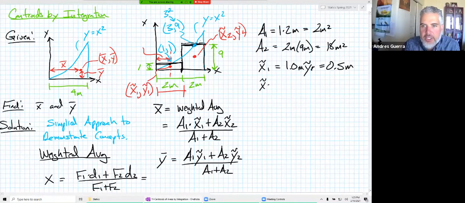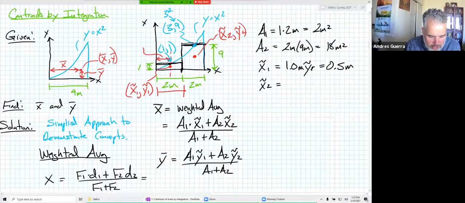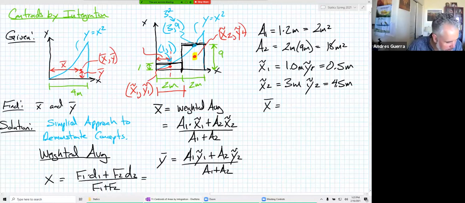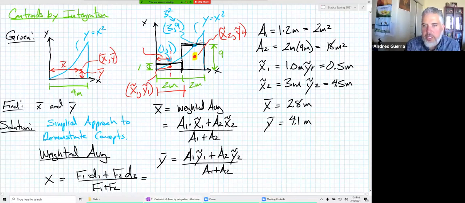And then x tilde 2 would be the distance all the way out to the centroid of area 2. So we're trying to get the x coordinate of that. Isn't that 3 meters? And then y tilde for segment 2 would be half of the height, which would be 4.5 meters. Okay, so now we have everything. We could plug these into our weighted average. Just for completeness, x bar would be equal to 2.8 meters, and y bar would be equal to 4.1 meters.